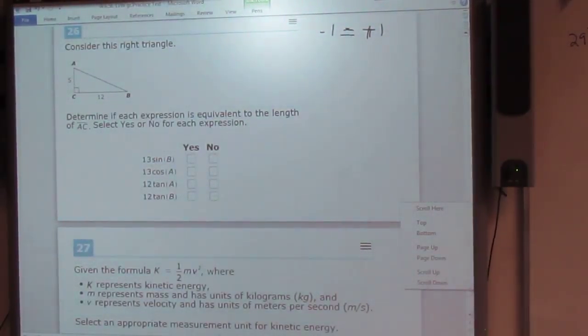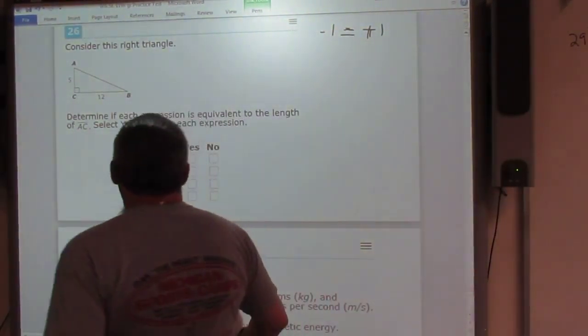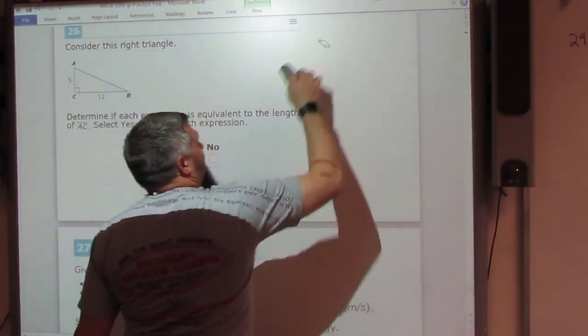I was wrong. I just brought greatness out in my memory. Problem 26 on the SBAC.